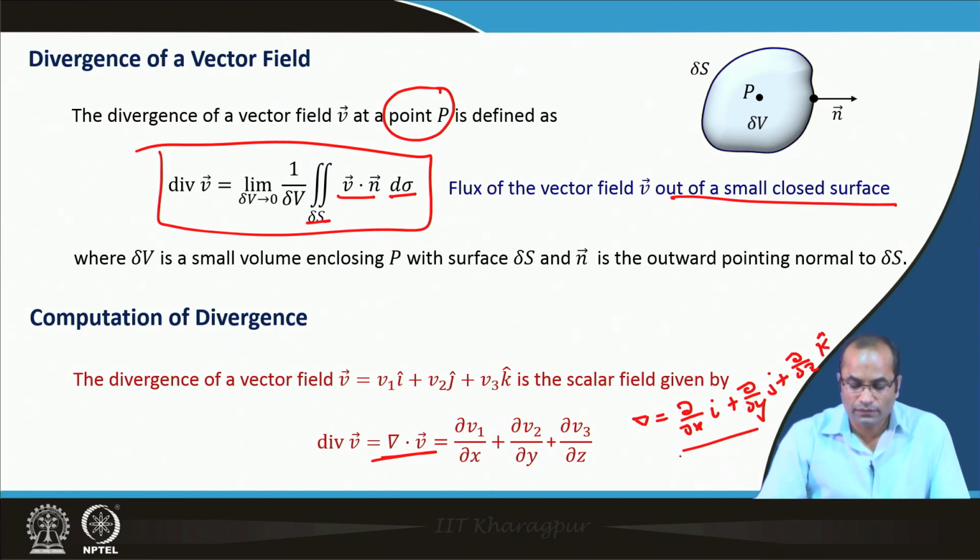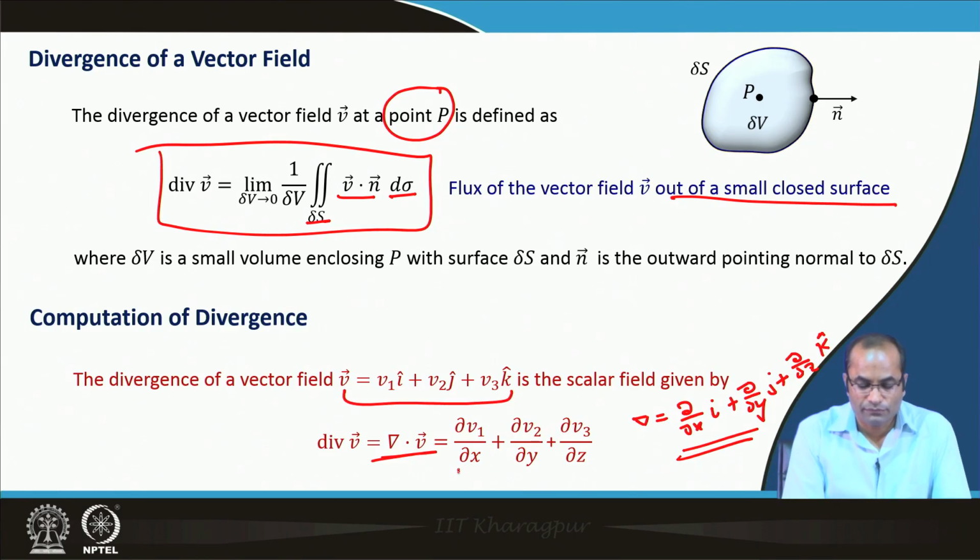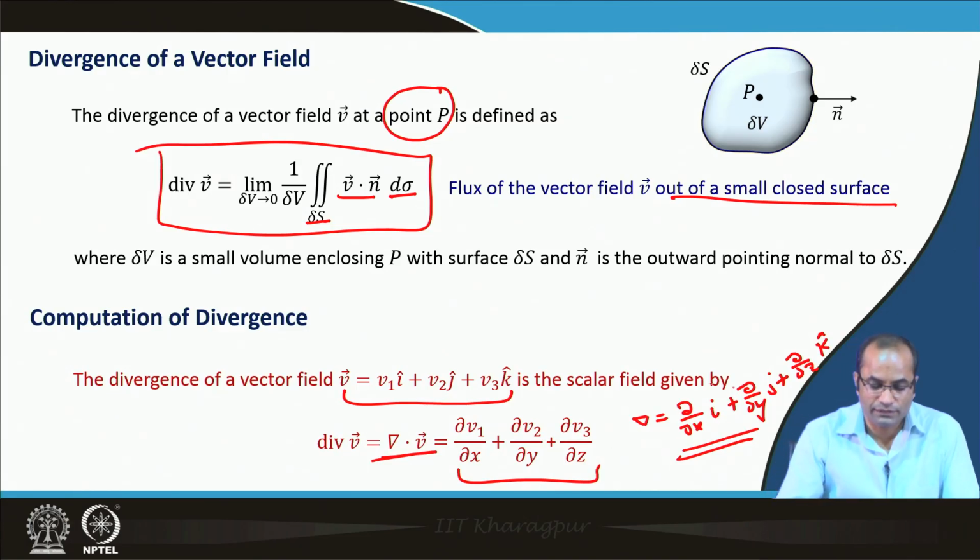So, when we take the dot product of this del operator with the vector field V, we naturally get del V 1 over del x plus del V 2 over del y plus del V 3 over del z.